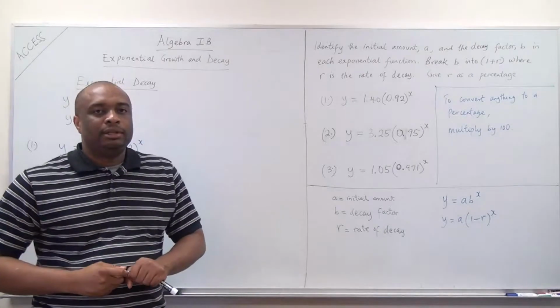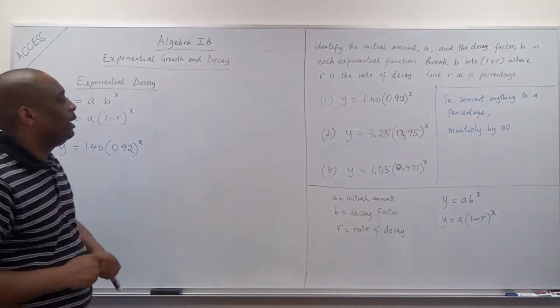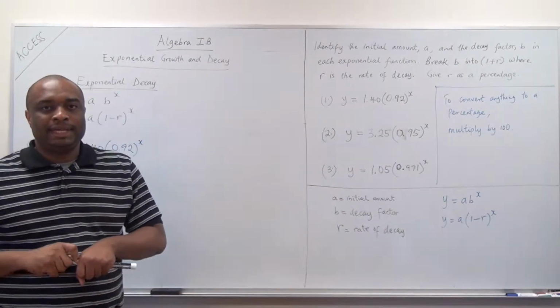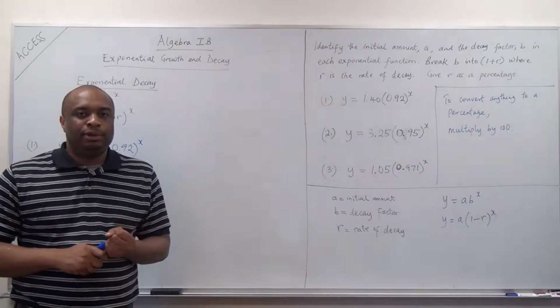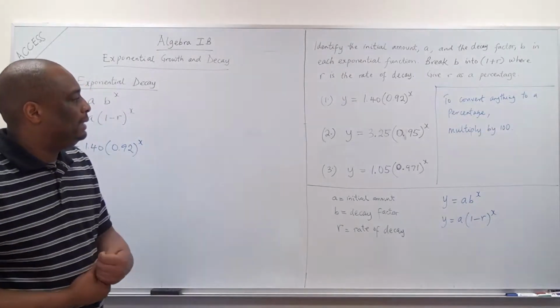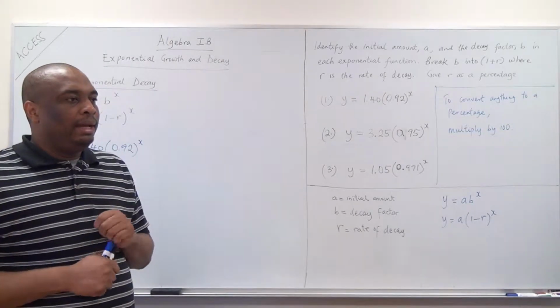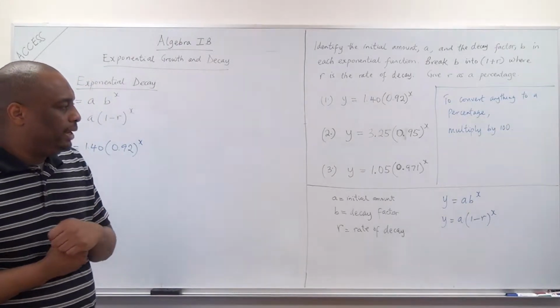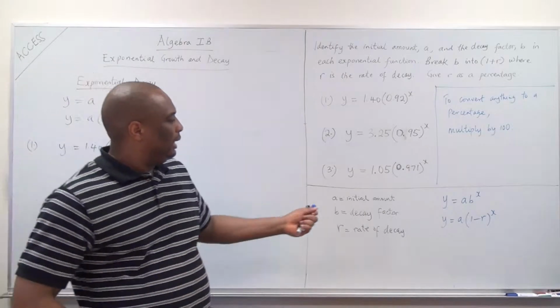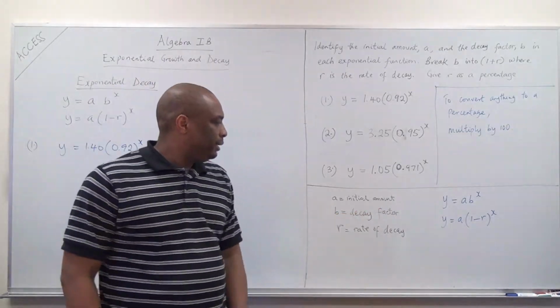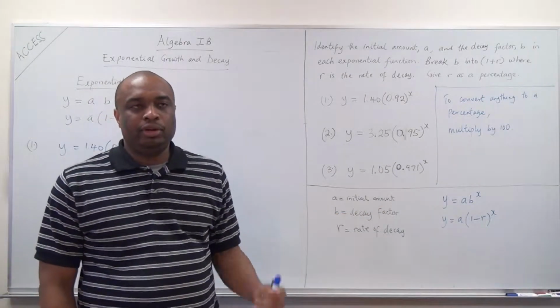In this case, we shall talk about exponential decay. In the previous video segment, we talked about exponential growth, and in this case, we'll talk about exponential decay. Now, the formula changes a bit here. Of course, instead of having a growth factor B, we now have a decay factor.